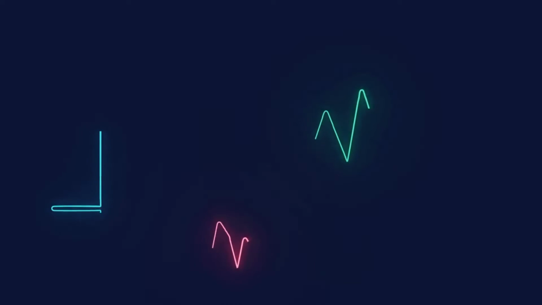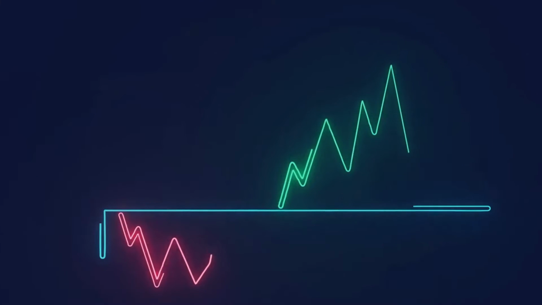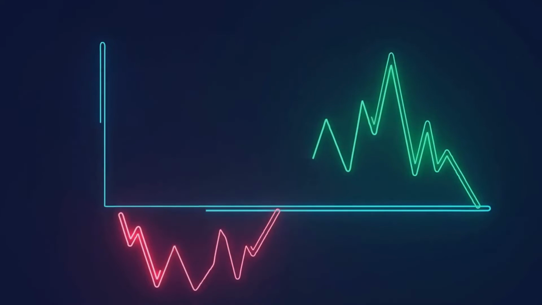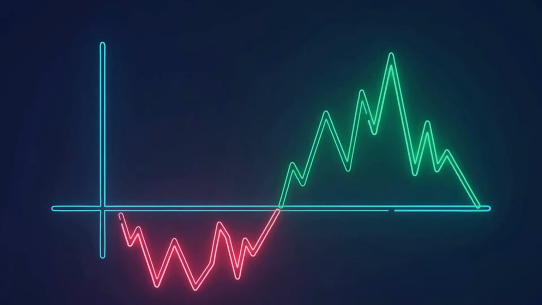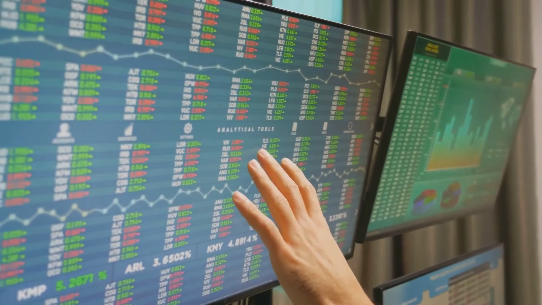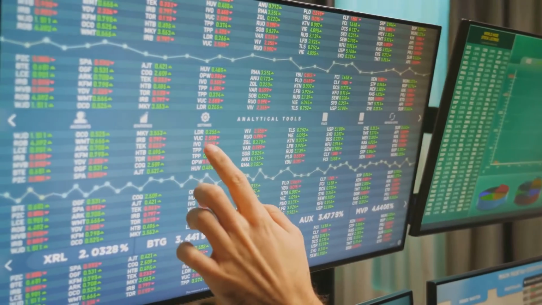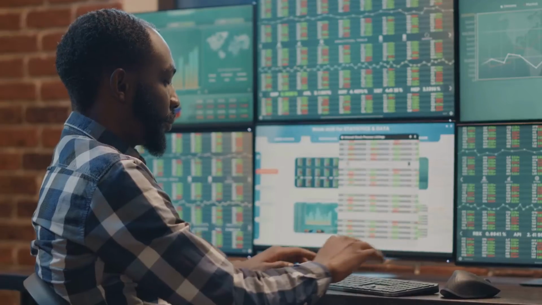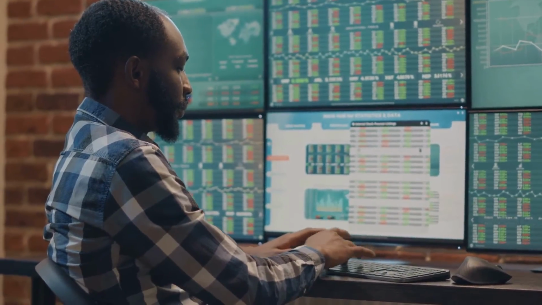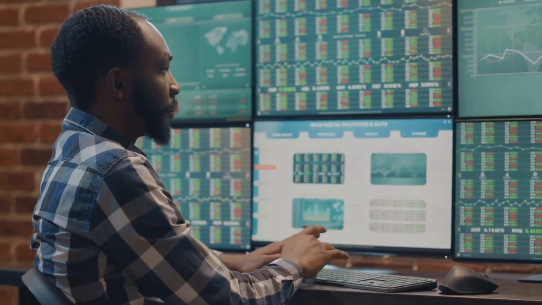Then there's the issue of unrealistic profit targets. The profit target for wedge patterns is typically the height of the pattern. Setting targets beyond this can lead to disappointment and unnecessary losses. And finally, not placing a stop loss. A stop loss is your insurance against massive losses. Always place a stop loss just outside the wedge pattern to protect your capital.